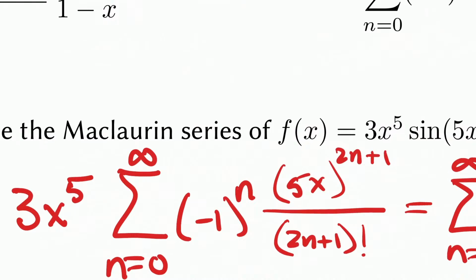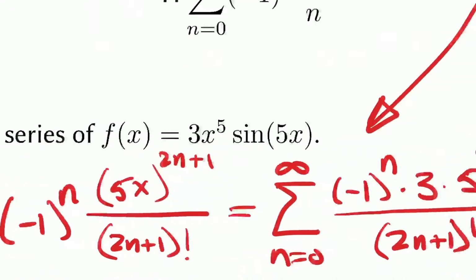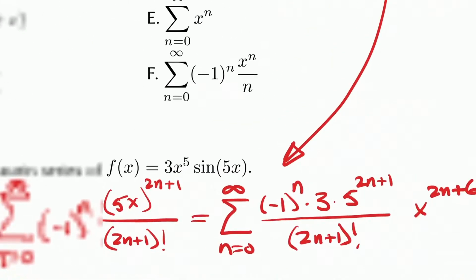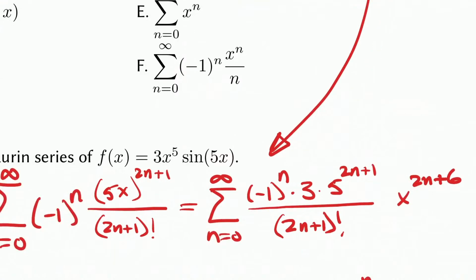So if yours doesn't look identical to mine, just make sure that the x's are all next to each other like this. Oh, here, I'll zoom out a bit. Okay, there it is. So let me explain where everything came from. The -1 to the n, of course, is there. This 5 to the 2n plus 1 came from here. The 3 came from the 3 out here. The 2n plus 1 factorial, obviously.